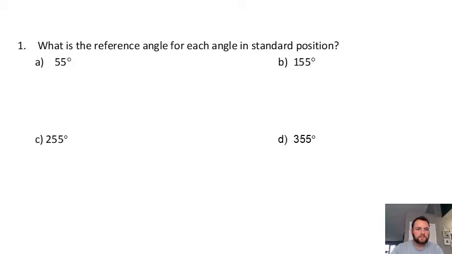For our next group of examples, it says, what is the reference angle for each angle in standard position? Again, it's going to be really important to note that the 55 degree angle is in quadrant 1. 155 is between 90 and 180, so it's in quadrant 2. 255 is between 180 and 270, so it's in quadrant 3, and 355 is just shy of being a full circle. It is in quadrant 4. And we want to know the reference angle.